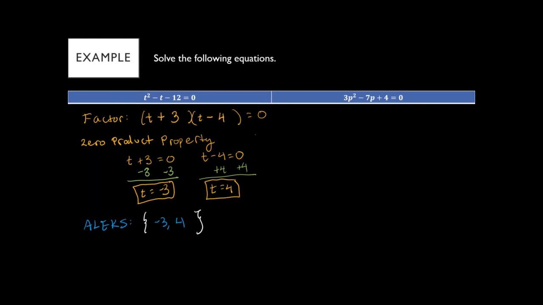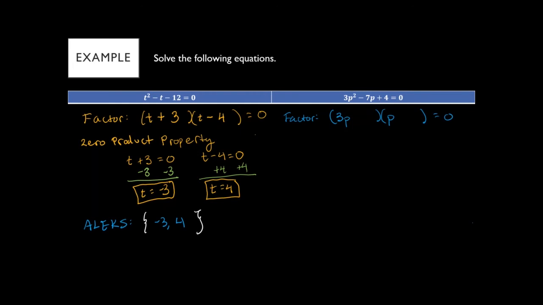Let's take a look at the second one here. We've got 3p squared minus 7p plus 4 equals 0. So again, I need to factor. And so I'm going to just set up my factoring. And I'm multiplying to 3p squared. So 3 is prime, so there's only one way to do it, 3 times 1. So I know that one of these is 3p and the other one is regular p.